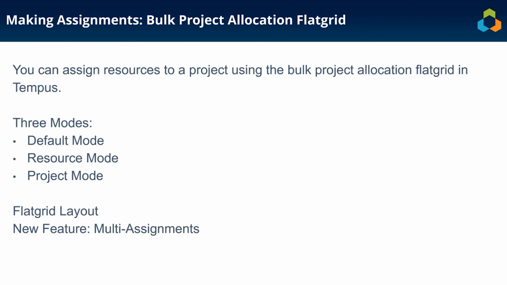The flat grid is where we can work with assignments in bulk. So we'll look at the three modes within the flat grid and explain how each works. Those are the default mode, resource mode, and project mode. We'll do an overview of the flat grid layout, just a quick tour of the screen. And then we're going to enable and work with what is today a new feature in Tempus, multi-assignment. This is the ability to assign the same resource to the same task within a project more than one time. And we'll have a quick use case for that.